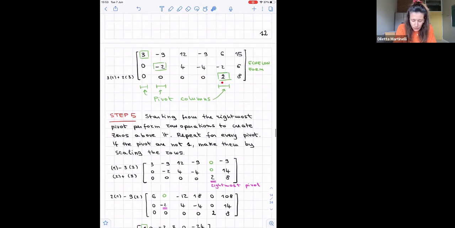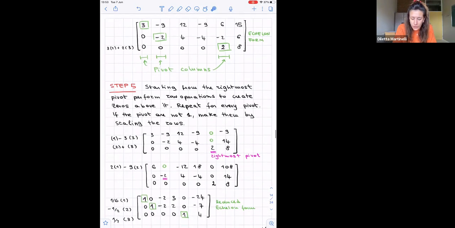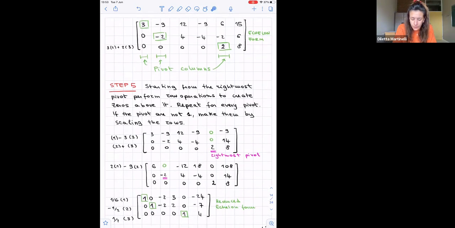And then we have 2, 8. So then we have another pivot. Even in the last row, we found our pivot. And we have 3 pivot positions. So we see that this is a matrix in the echelon form. It satisfies all the requirements.